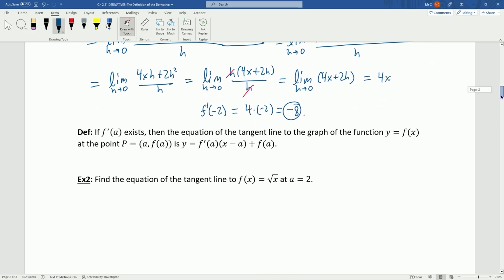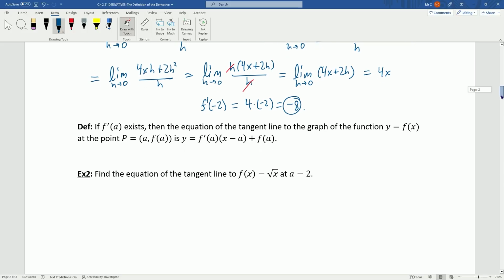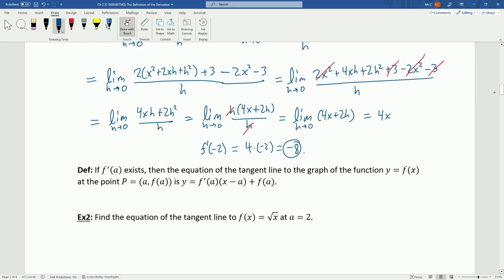Okay, let's go ahead and move on here to another definition. If f prime of a exists, then the equation of the tangent line to the graph of the function y equals f of x at the point P equals (a, f of a) is y equals f prime of a times x minus a plus f of a.